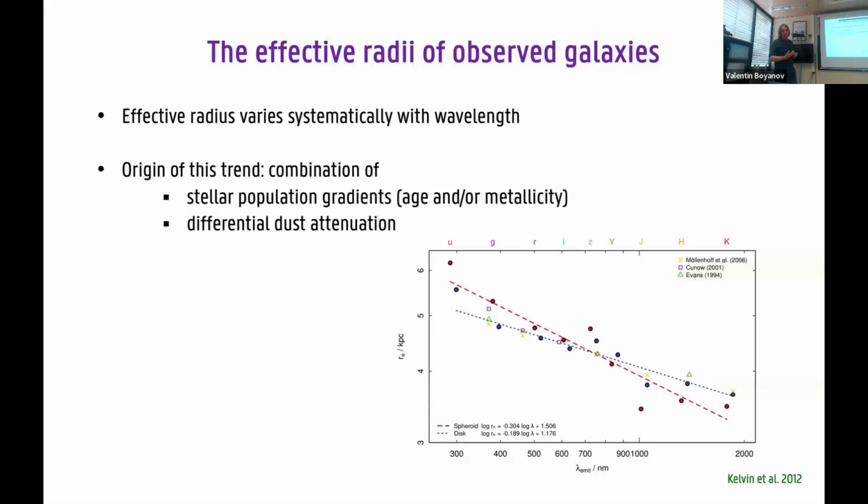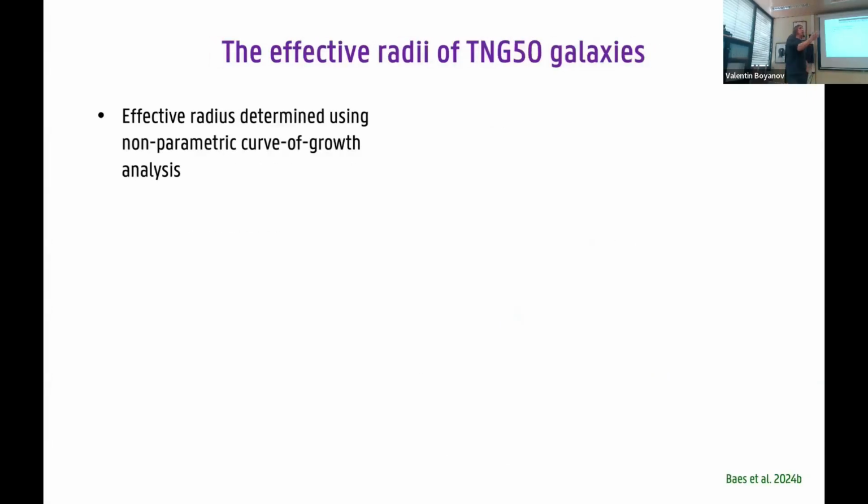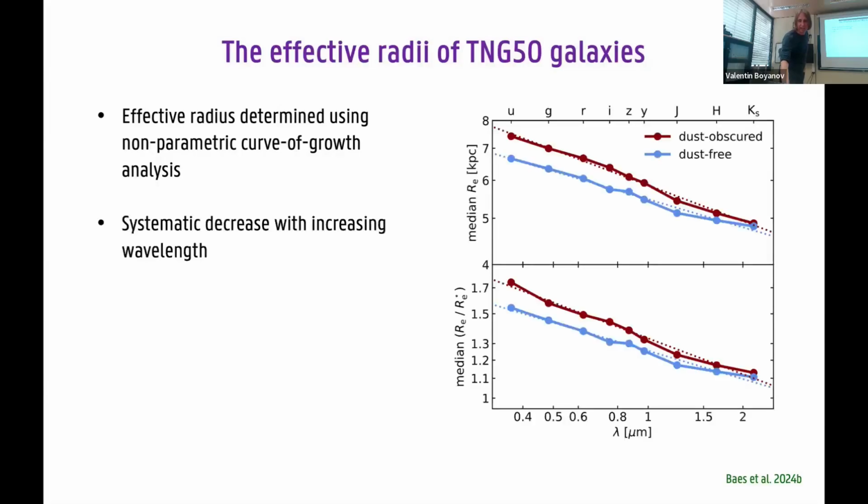Now, for observed galaxies, it's very hard to discriminate between these two mechanisms. What is responsible for this trend? But of course, for simulated galaxies, we can do that because we have the 3D distribution. So what we did is take all of our images, determine the effective radii for all galaxies at all different bands, and plot it as a function of wavelength. And indeed, we found the same trend: galaxies appear larger in blue bands, and they are smaller or more compact in the near infrared.